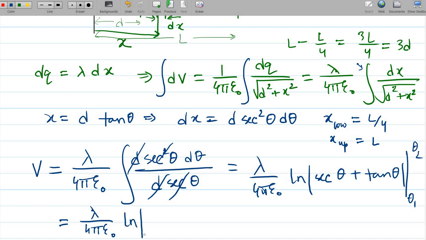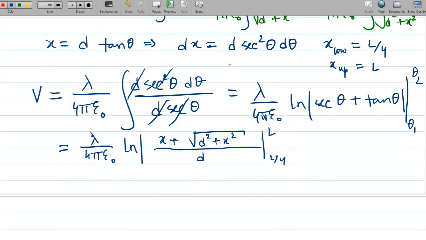So once again I have lambda divided by 4 pi epsilon naught, and logarithm inside we have sec theta, which is, well, first tan theta, so x divided by d, and then sec theta would be square root of d squared plus x squared divided by d squared. I should simply say d, right? I can do that. So in the downstairs it's just d. So let me make this a little bit nicer. We have d in the downstairs all the time, so I'm just going to write it once. So d in the downstairs, in the upstairs I have x plus square root of d squared plus x squared. And then the lower limit would be L by 4, the upper limit would be L, right?